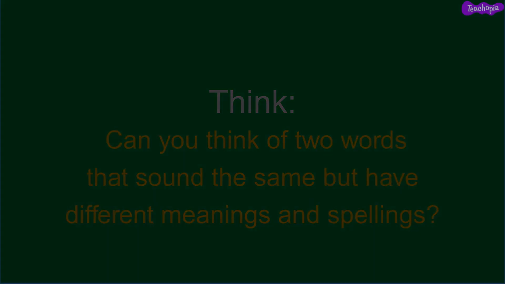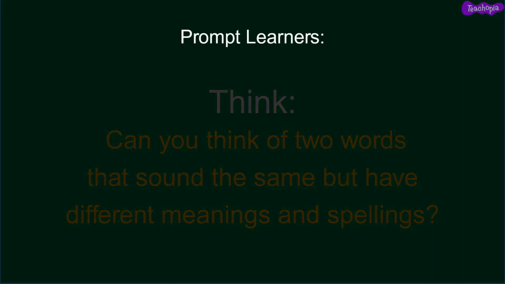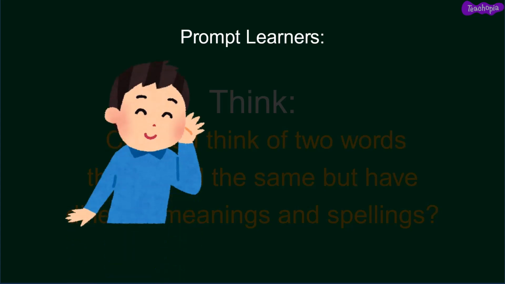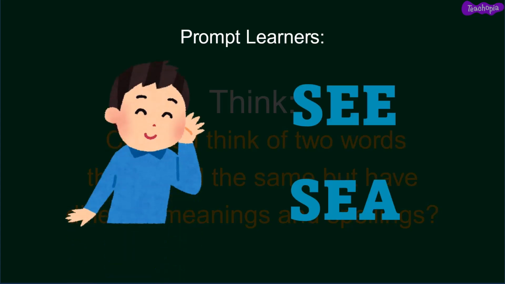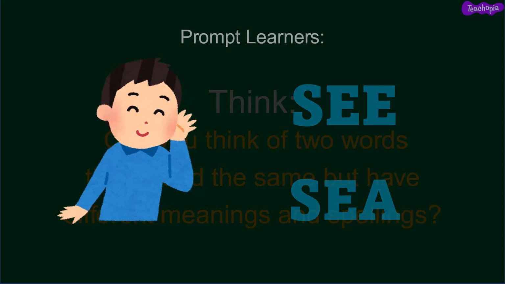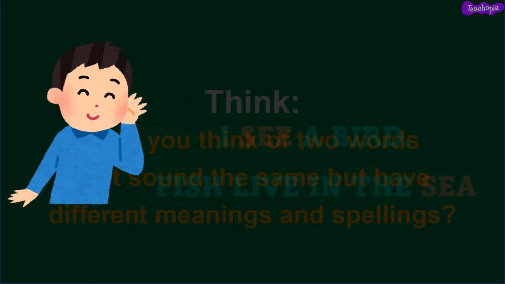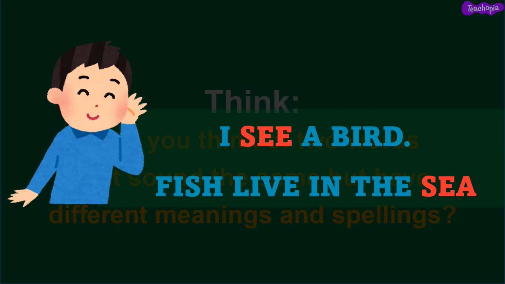To help them think, let's prompt learners with a few thoughts. Ask them to listen to two words that you're going to say that sound similar, like see and sea. Now, ask them what they think the difference between these two words are. You can also write the words on the board or use them in sentences, such as I see a bird and fish live in the sea.